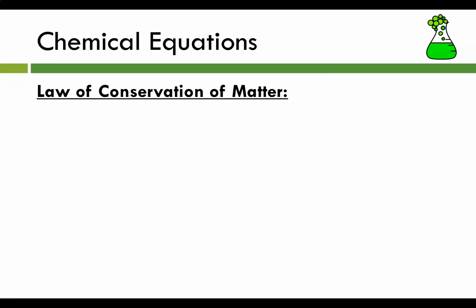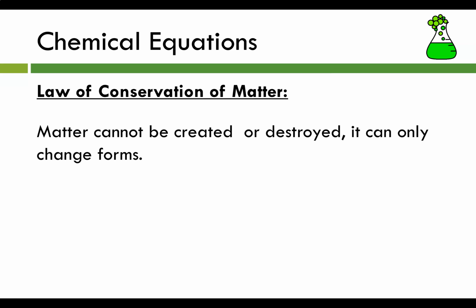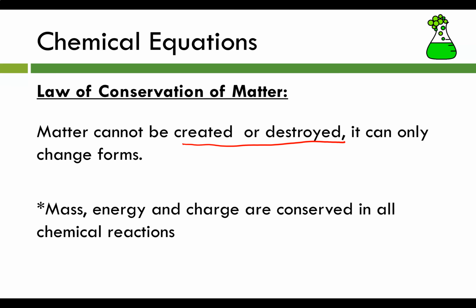When we go to balance chemical equations for mass, we're really applying the law of conservation of matter. Basically, that tells us that matter cannot be created or destroyed. It can only change forms. Really, what the implication is for us with balancing is that the number and type of atom on the reactant side has to match the number and types of atoms on the product side. We can't create or destroy anything, but we can change its forms.